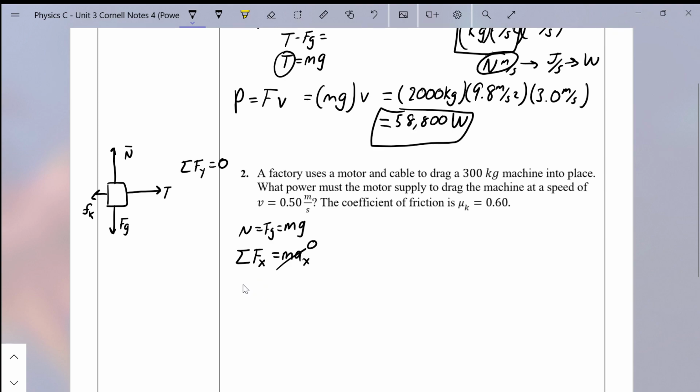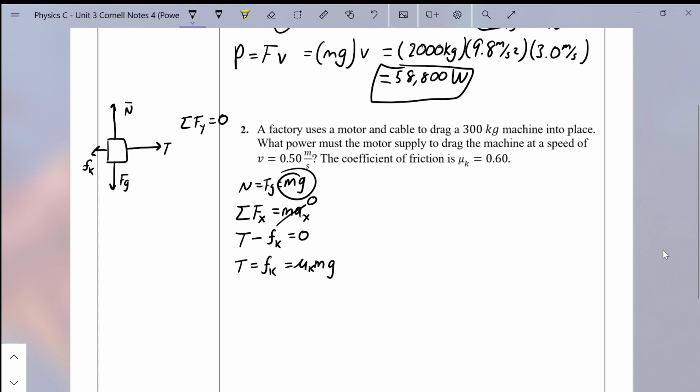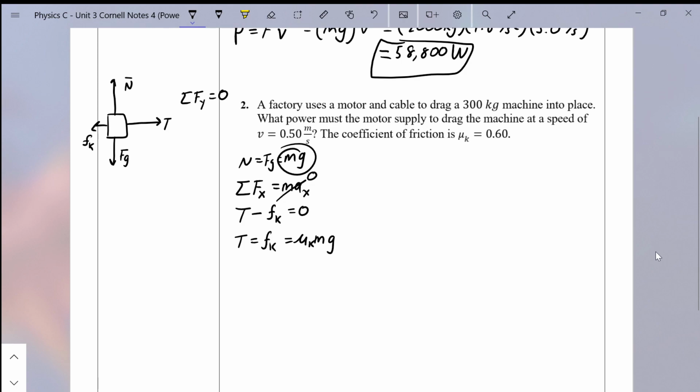But the forces that we see from the diagram I drew on the left here say that our tension force minus our friction force, Fk, is equal to 0. That also gives us tension is equal to friction, which is equal to mu k times n. But we said n is also mg, so we get mu k times mg is equal to our tension force. Again, all this really depends on the acceleration being 0.